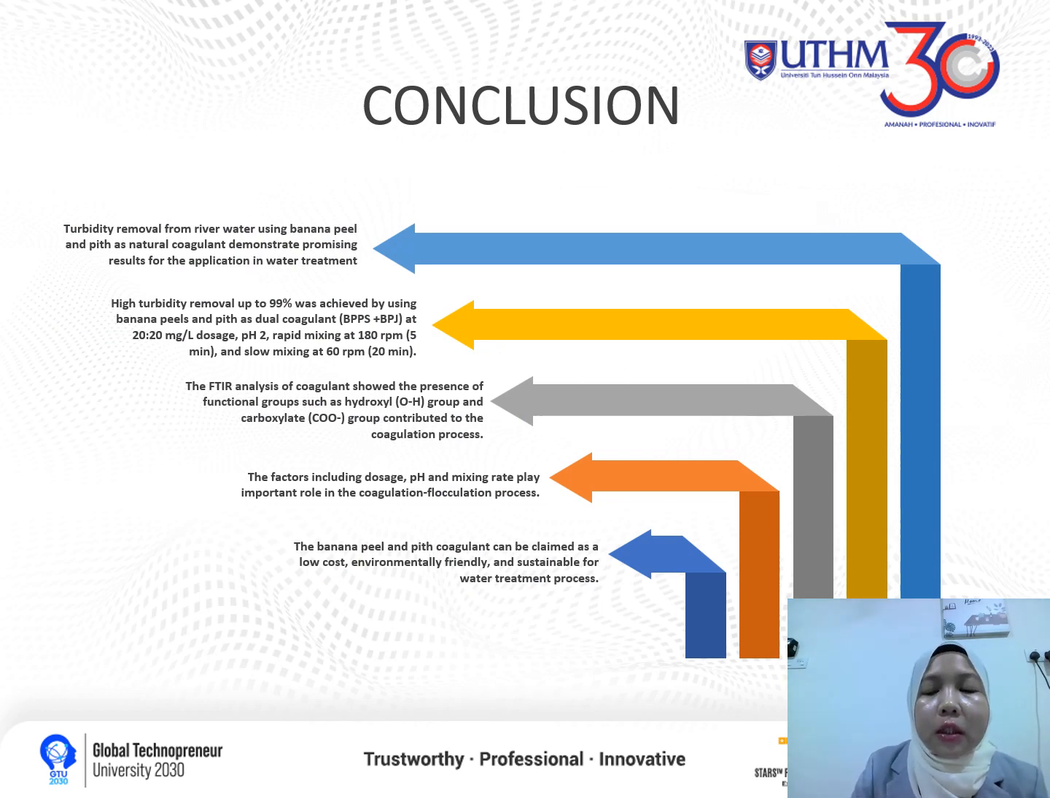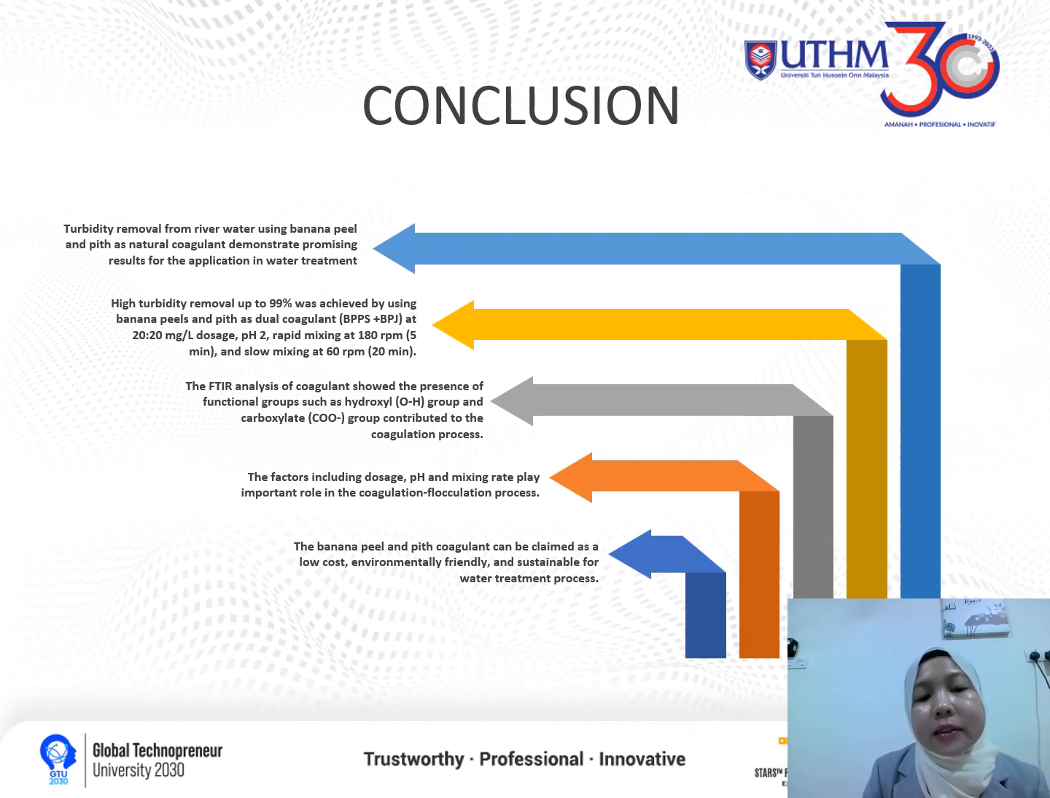As a conclusion, we can say that the turbidity removal from the river water using the banana peels and pith as natural coagulant demonstrates promising result and application in the water treatment. And then the high turbidity removal, which is up to 99%, was achieved by using banana peels and pith as dual coagulant, which is BPPS and BPJ, at the 20 to 20 ratio milligram per liter dosage at pH 2, and then rapid mixing at 180 rpm 5 minutes, and then slow mixing at 60 rpm 20 minutes.